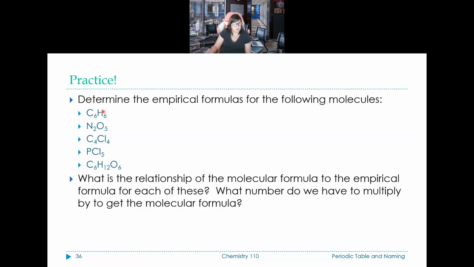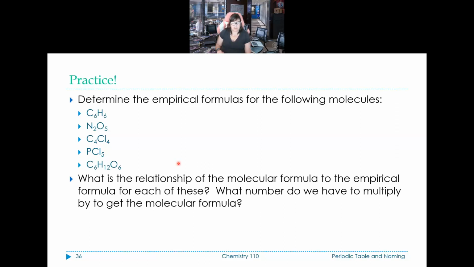In this case, I'd have to multiply my empirical formula by 6 to get this molecular formula. This would be a 1, this would be a 4. I'd have to multiply my empirical formula by 4 to get the molecular formula. This is a 1. And this one we divided by 6, so it's 6. So that's how I get from empirical to molecular formula. I multiply everything by 6. All right. So that's what we see there.